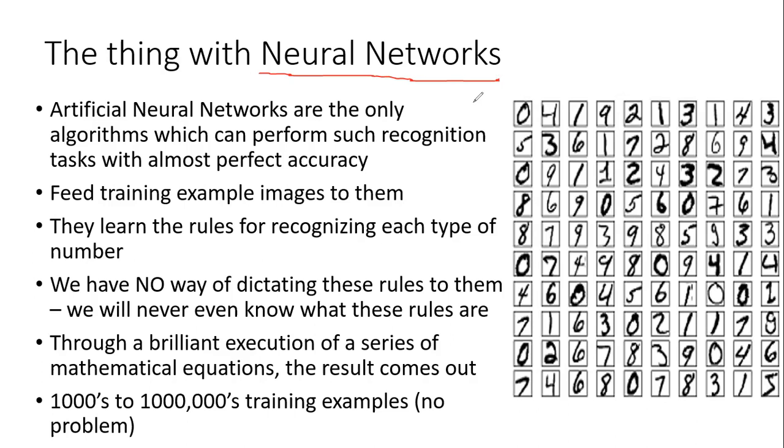Therefore, I have to leave it to biological neural networks, primarily. We take from the biological unit. So ANNs are the only algorithms which can perform such recognition tasks with almost perfect accuracy. You can go up to 99%, now it's not a problem, okay? But the problem is that we need lots and lots of training examples.